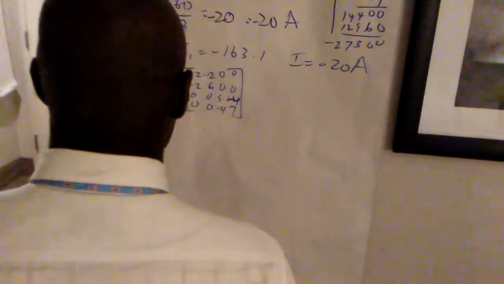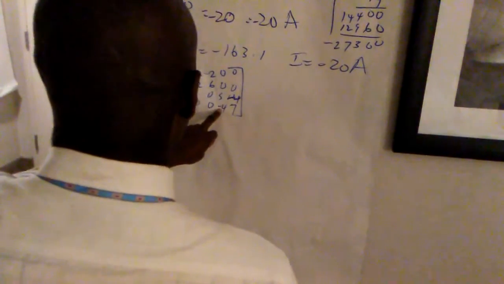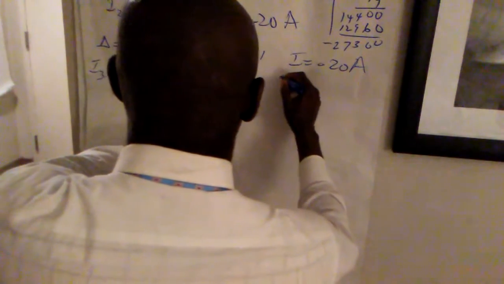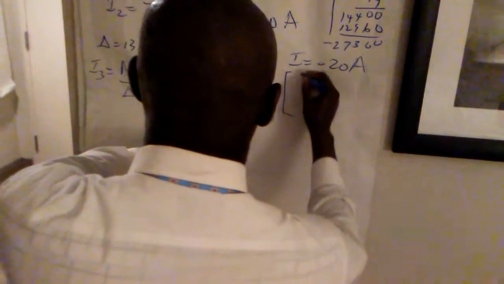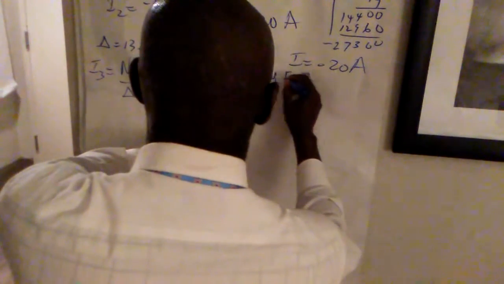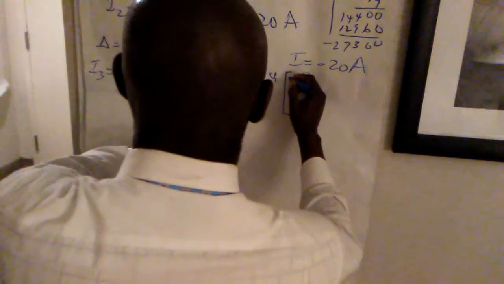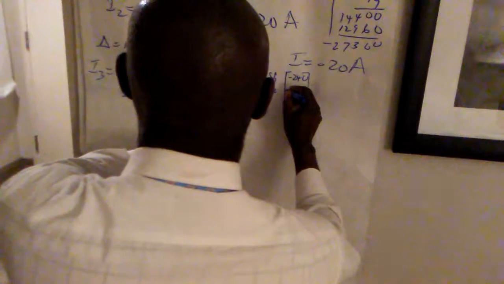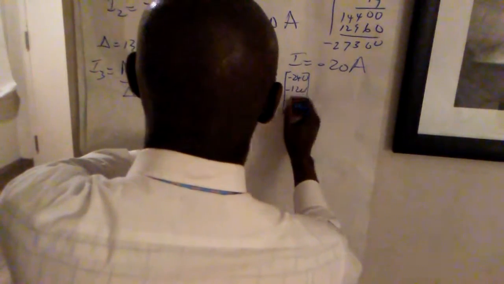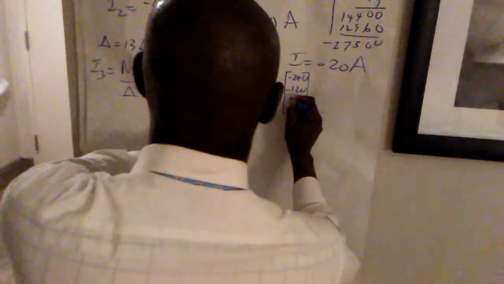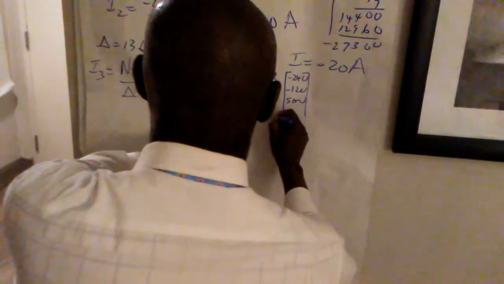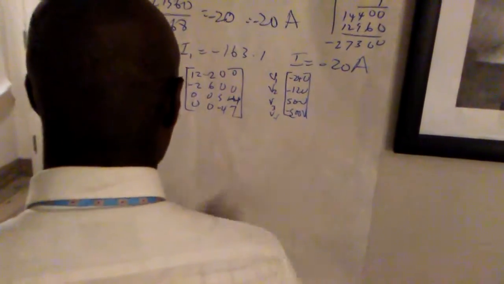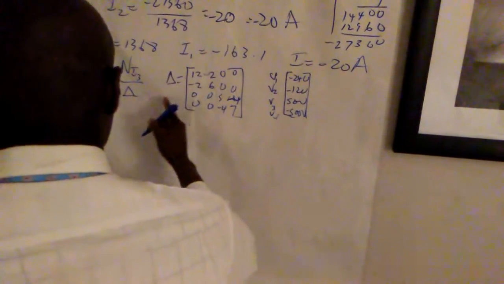I will replace for I3 the third column by the voltage value. Let's write out the voltage here. V1 was minus 240. V2 was minus 120. V3 was 500 volts, and V4 was minus 500 volts. So we place these now for I3 to find the numerator value.